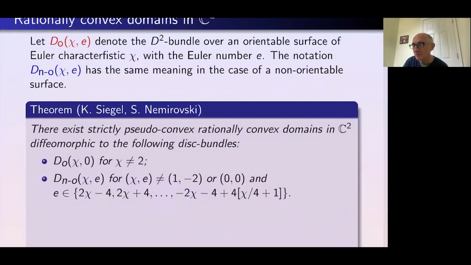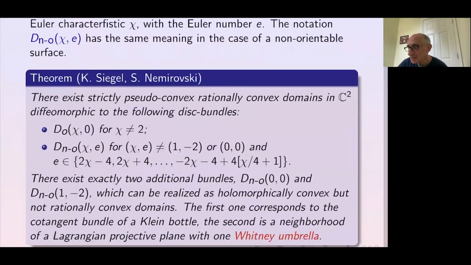So those are the domains which can be embedded. And what is interesting is that in this list there are exactly two domains which cannot be realized. Most of the other domains which are not in this list cannot be realized even as a pseudo-convex domain. But there are exactly two which can be realized as a pseudo-convex domain, but cannot be realized as a rationally convex domain. And this is the cotangent bundle of the Klein bottle, and the other one is a tubular neighborhood of the projective plane with one singular point called a Whitney umbrella point.